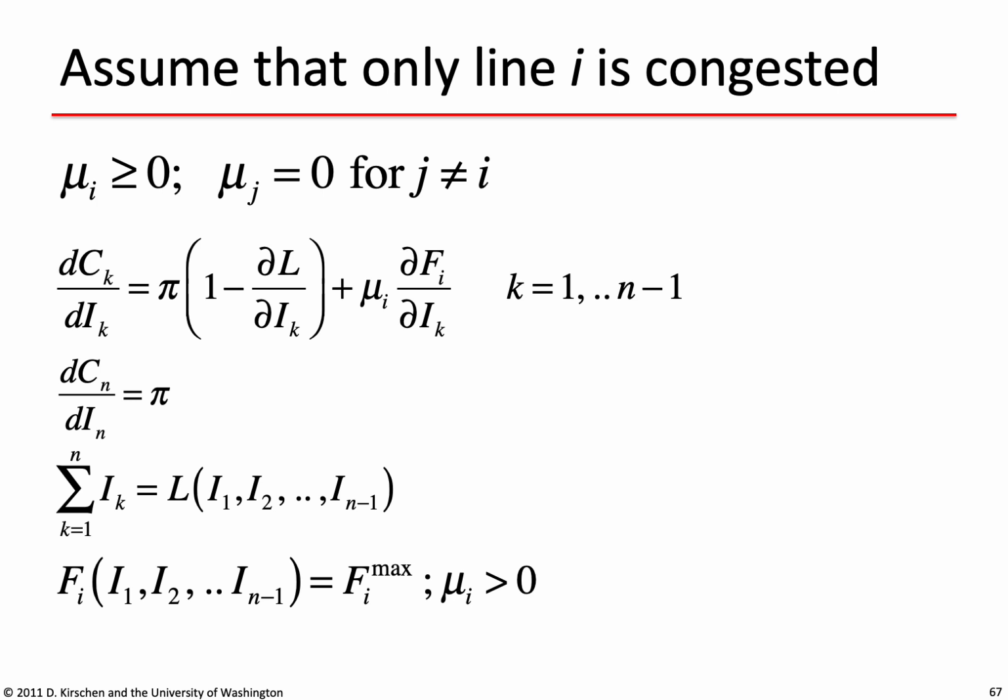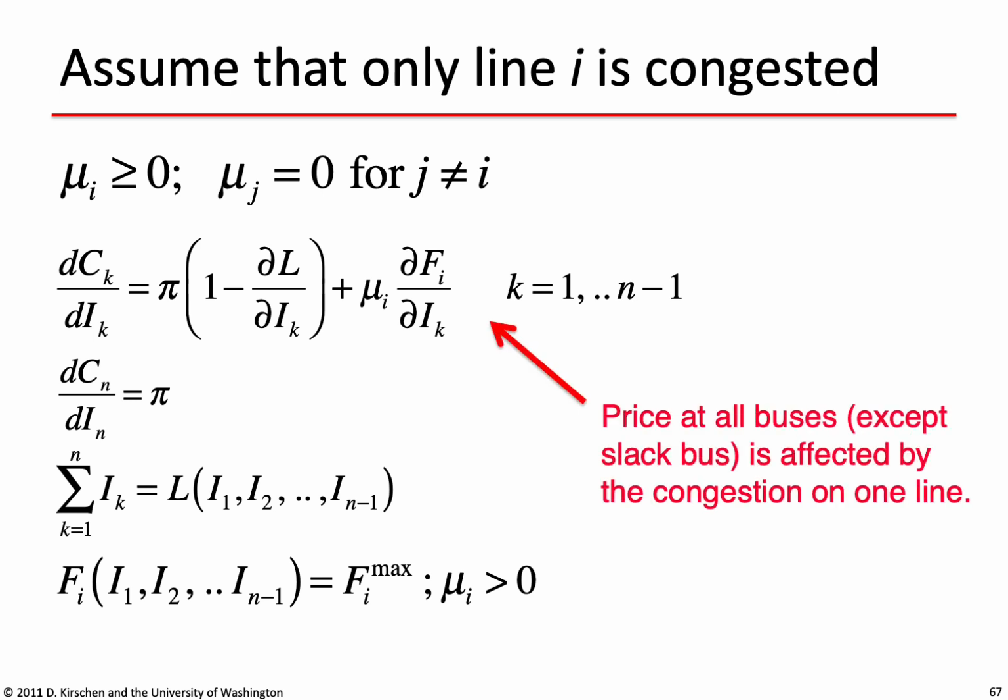Now, the important thing to notice from these equations is that in the first optimality condition, we have this term mu_I dF_I over dI_K, which means that the price at all the buses, except the slack bus, is going to be affected by the fact that there is congestion in one line. It's because the flow in that one line is affected by the injection at every bus.